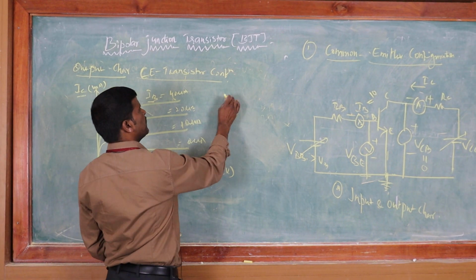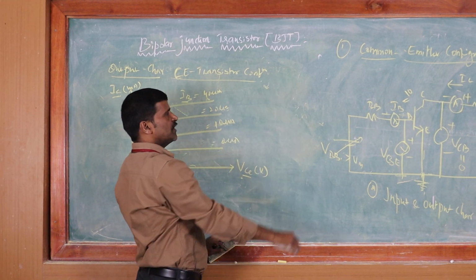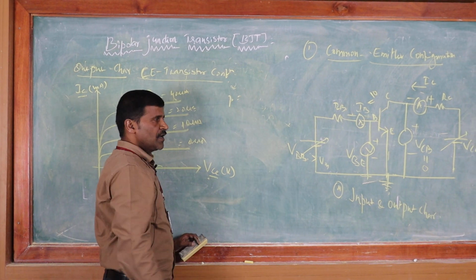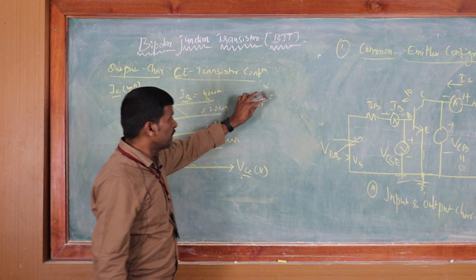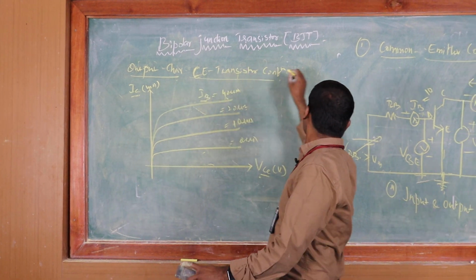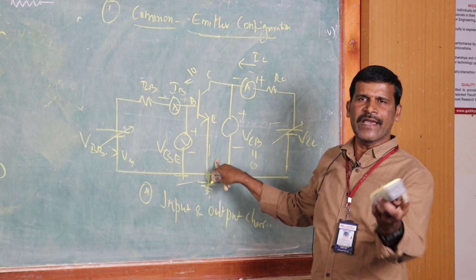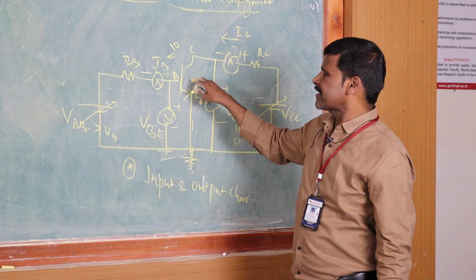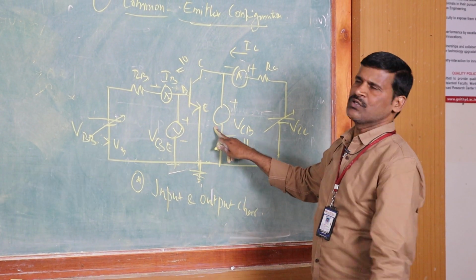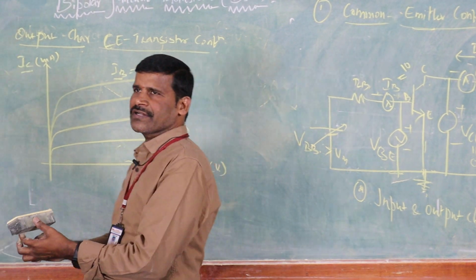For this you need to find its current gain parameters like alpha, beta and gamma. Alpha is the current gain parameter for common base configuration, beta is for common emitter, and gamma is for common collector. These are current amplification factors. So these are the output characteristics and input characteristics of common emitter. If it is a common base, the base terminal is grounded for input as well as output. If it is a common collector, the collector terminal is grounded for input as well as output. So we have three types of transistor configurations: common base, common emitter, common collector.